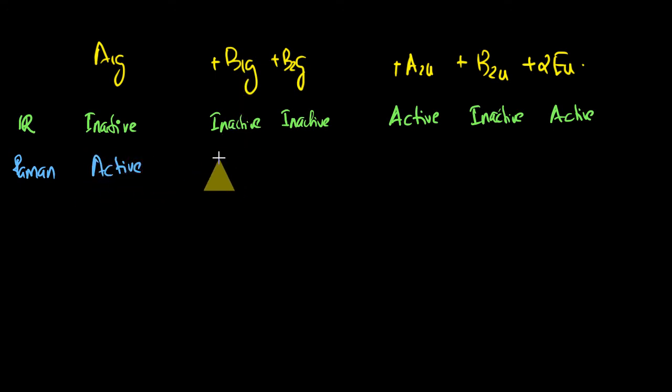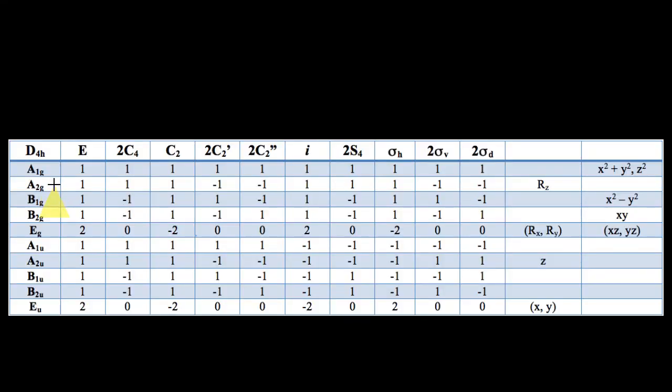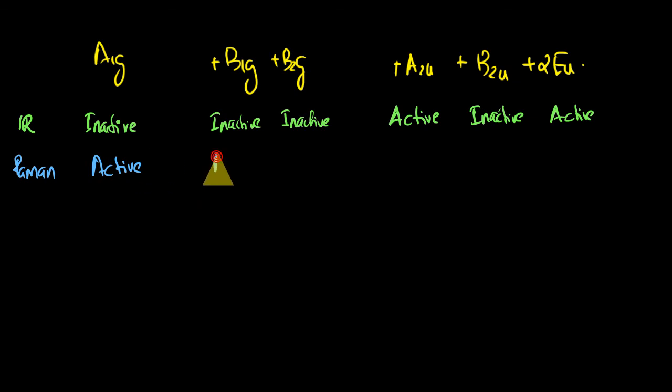What about B1G? We can check, is there any binary product? Yes, there is a linear combination of the binary products. That is also fine. X square minus Y square is the linear combination of binary products. So B1G is also Raman active.